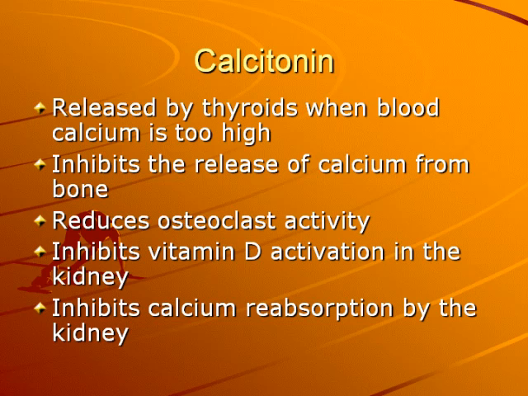So basically, it works against everything that the parathyroid hormone does. So if you know what parathyroid hormone does, then you just have to realize that calcitonin actually stops all of those processes in an attempt to decrease the calcium level in the blood.